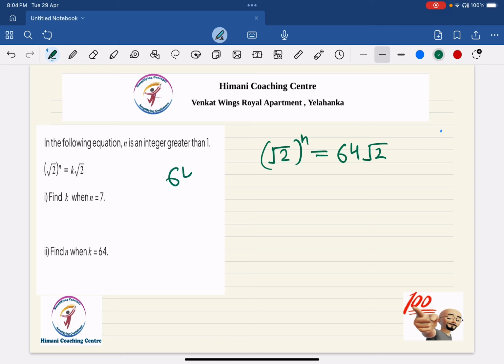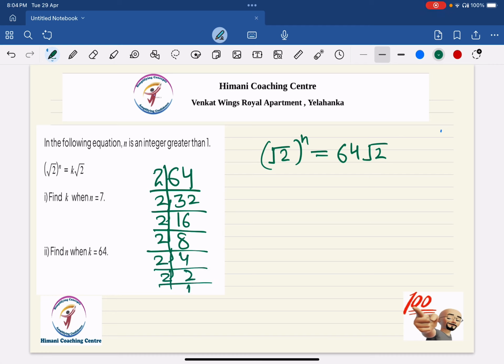So what you should do is find the prime factors of 64. Just divide it by 2. Why am I dividing? Because the unit digit is even. So I get 32. Again divisible by 2, I'll get 16. Again divisible by 2, 8. Again divisible by 2, 4. Again divisible by 2 and again divisible by 2. Let us count how many 2's are there. 1, 2, 3, 4, 5, 6. So that means 64 can be written as 2 to the power 6, times root 2.